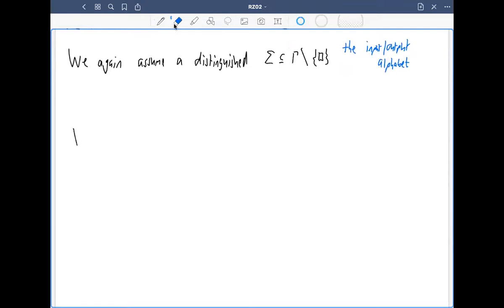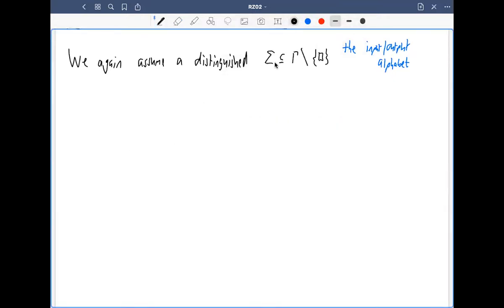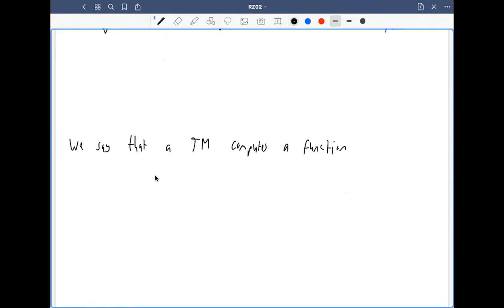The important definition is to say when a Turing machine computes a function f on words over sigma, which is both the input and output alphabet. So we give an input word over sigma and we get back an output word over sigma. So we say that a TM computes a function f.